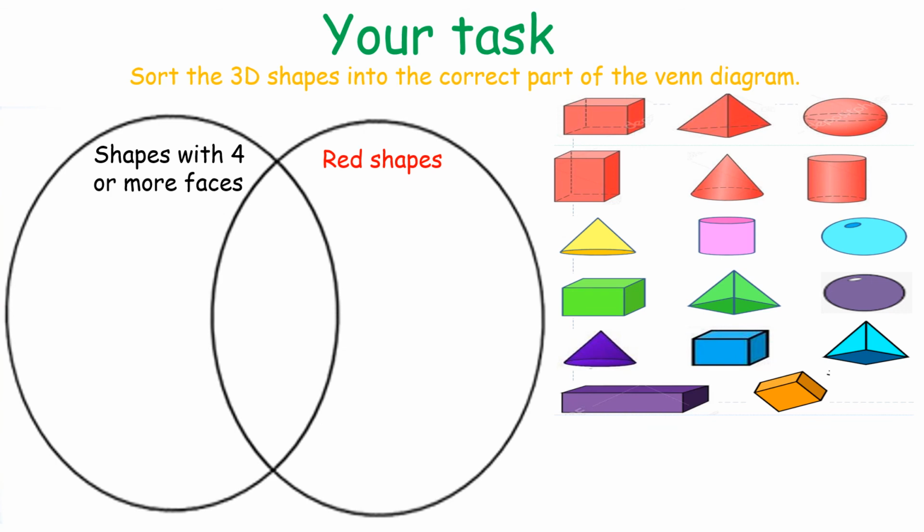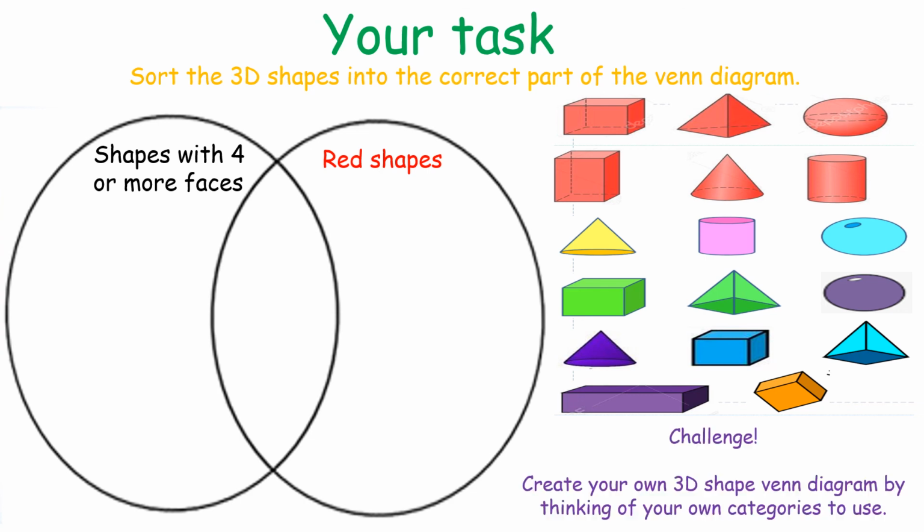So your task for today, Year 2, is to complete this Venn diagram. You need to sort the 3D shapes into the correct part of the Venn diagram. So let's have a look at our categories. We've got one part of our Venn diagram that says shapes with 4 or more faces. And the other part of the Venn diagram says bread shapes. So here is a picture of all of the different 3D shapes, and you need to sort them into the correct part of the Venn diagram.